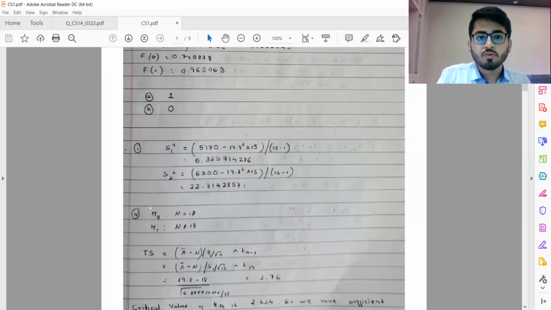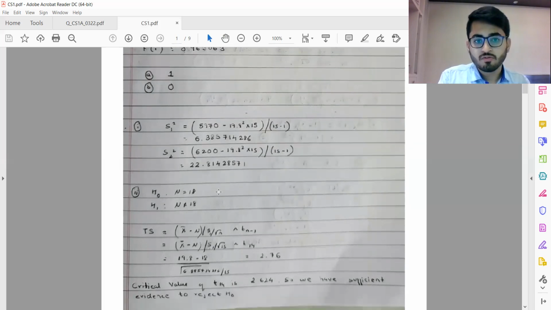Next, question 2, I need to calculate S1 square and S2 square. This is using the standard formula. I get them to be 6.385 and 22.814. Part 2 is testing whether mu is equal to 18 or not. It's a two-tailed test because you can clearly see it's mu not equal to 18. Putting in all the values, the test statistic will be of T14. The critical value will be 2.624.